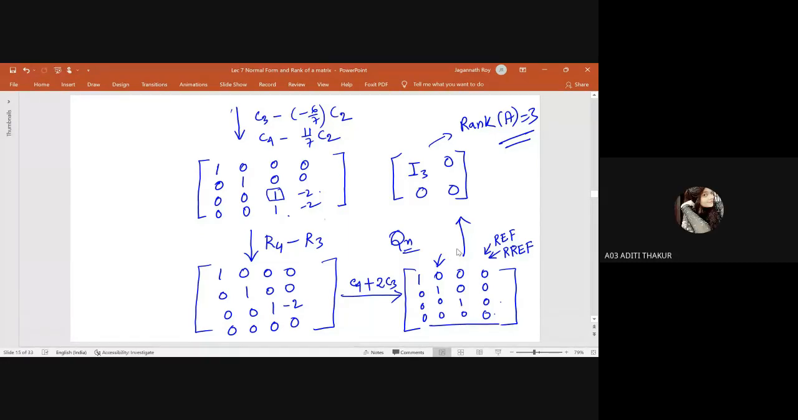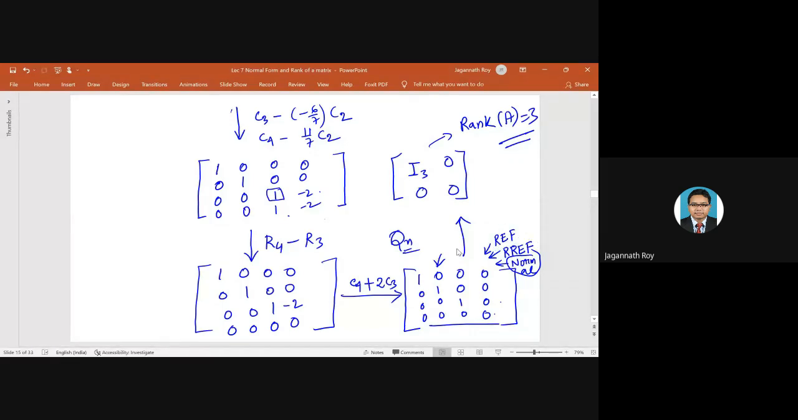Yes, sir. It is reduced row. Okay. Is it normal REF form? And RREF. Yes, sir. Normal form. Yes, sir. So as you can see, row echelon form, reduced row echelon form and normal forms are very closely related to each other.